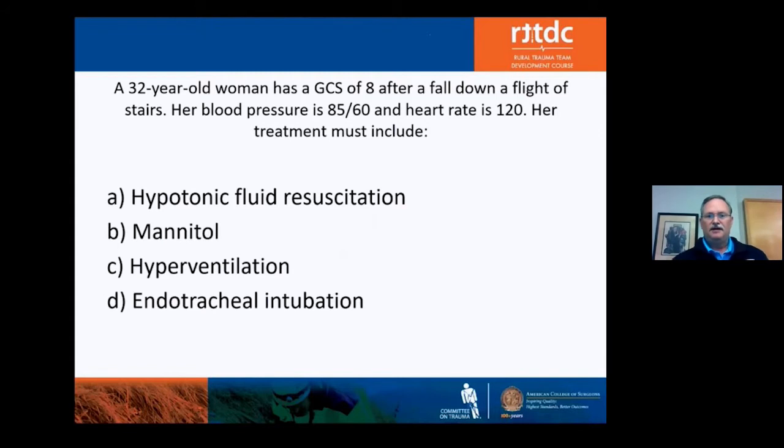Okay. So it sounds like the majority of you have chosen D, which is correct, endotracheal intubation. The primary reason for this is she has a GCS of 8, and from the mantra of rural trauma, with a GCS of 8 she's unable to maintain her own airway, or she's in danger of losing her airway, so you want to make sure you place the definitive airway, which would be endotracheal intubation.